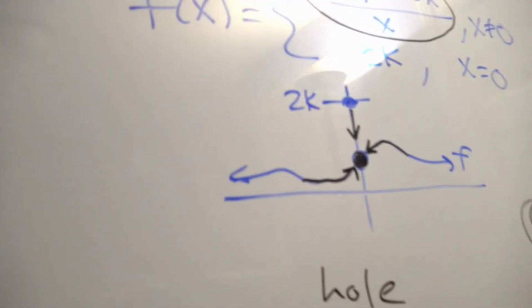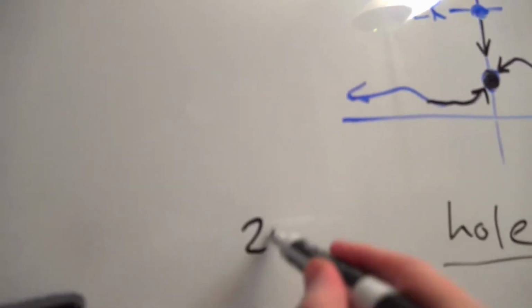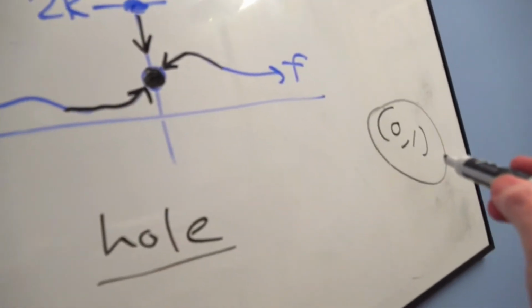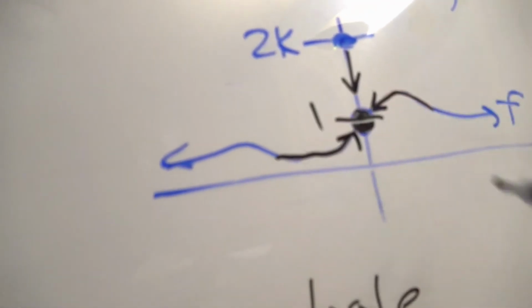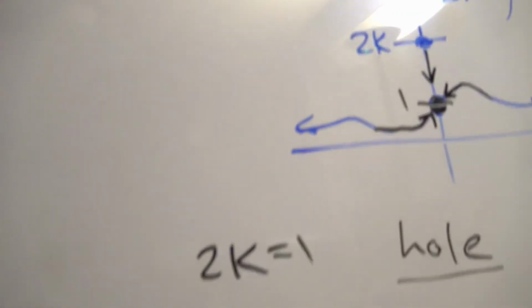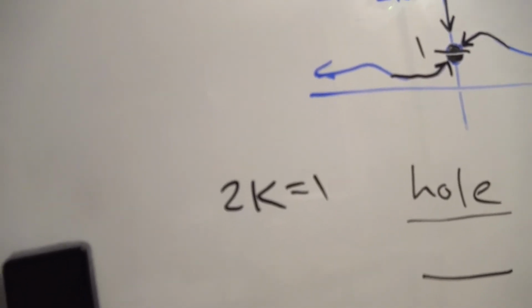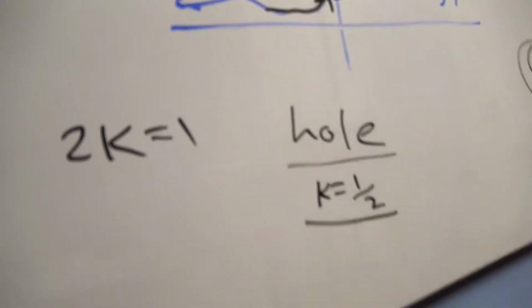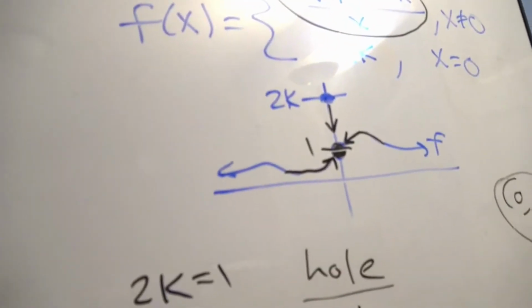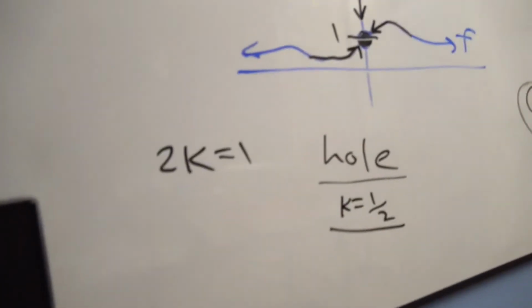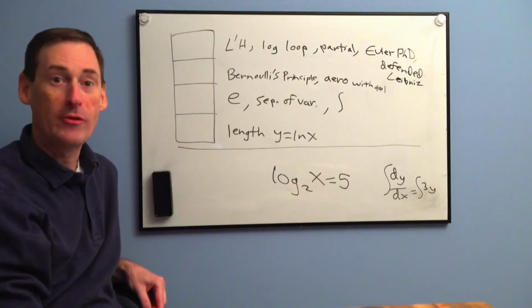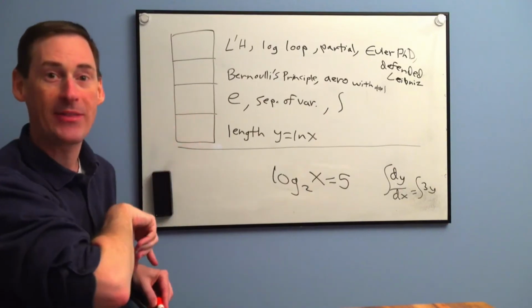Well, guess what? If 2k is the y coordinate up there, but I really want, what was the y coordinate? 1? Isn't that really 0, 1? If I want 2k to equal 1, divide both sides by 2, the answer is k equals 1/2. That's all you have to do. Just plug in the number that makes that scoot down and close up the hole. Now you have a continuous function. Problem solved.